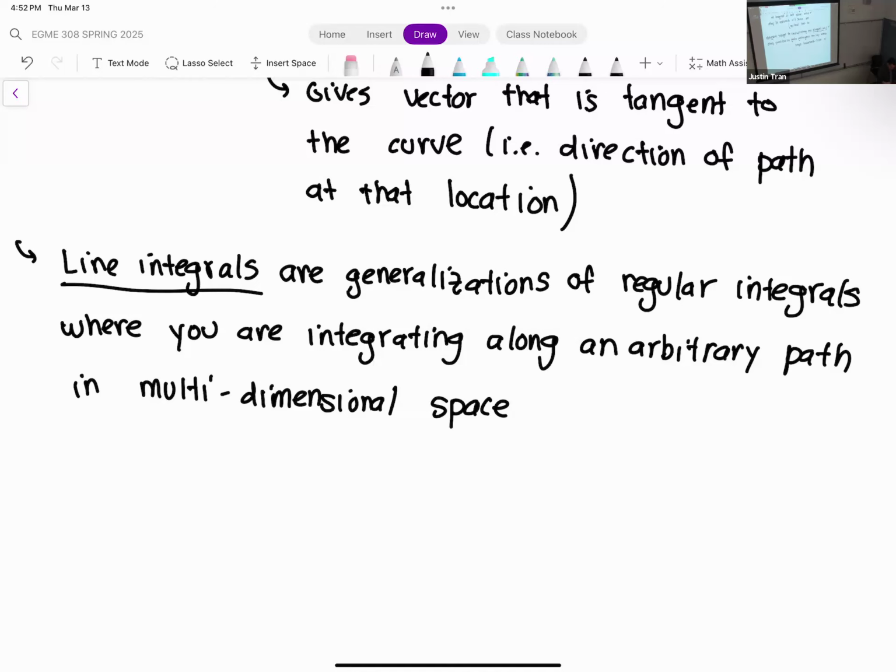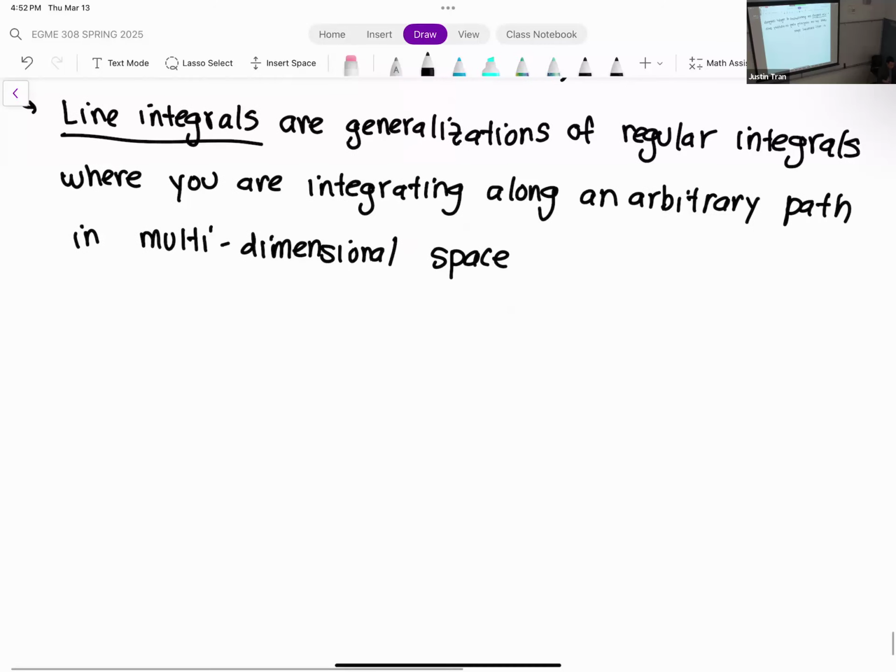Okay. Let me kind of illustrate this for you, because I think it doesn't really make a lot of sense until you illustrate. Okay. So if we look at a regular integral, so a regular integral, let's say we're integrating a function between 2 points A and B.